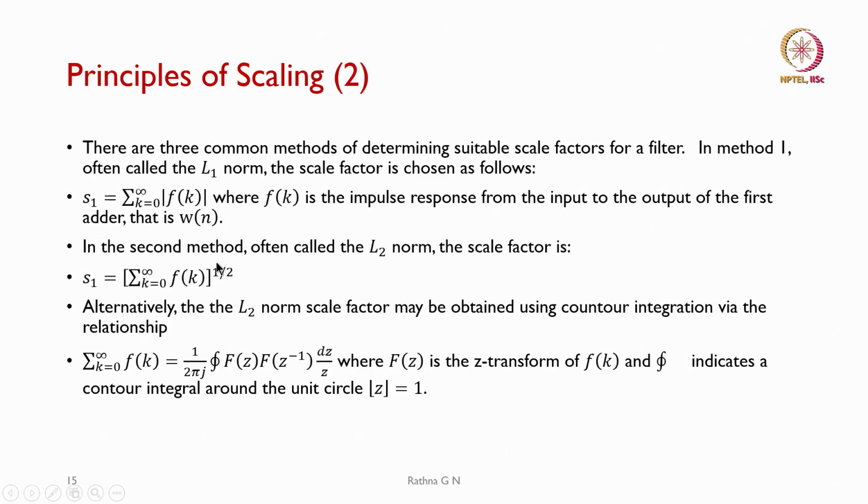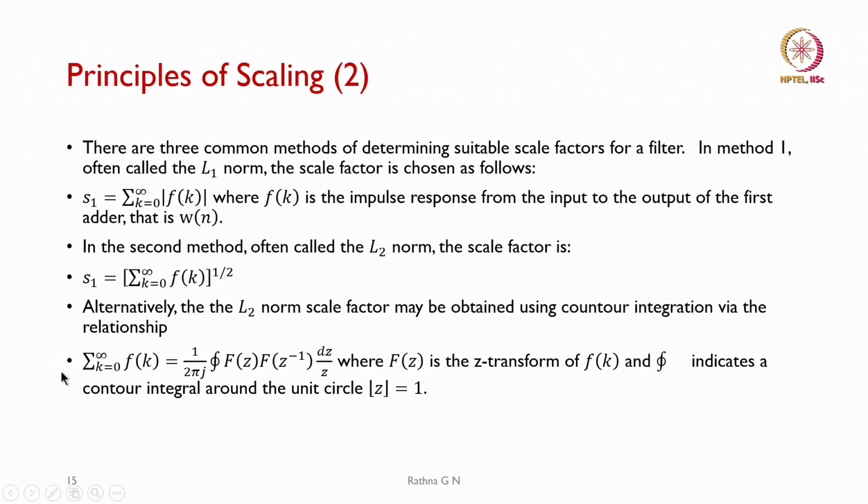And then in the second method, which we usually call the L2 norm, the scale factor is calculated this way. If you want, you can call it S2 here, or S1 is the scaling factor, whatever notation we are using. In this case you will take the impulse response, but you will be taking the square root of the summed value you have calculated. So, that is what it says. Scale factor may be obtained using contour integration via the relationship.